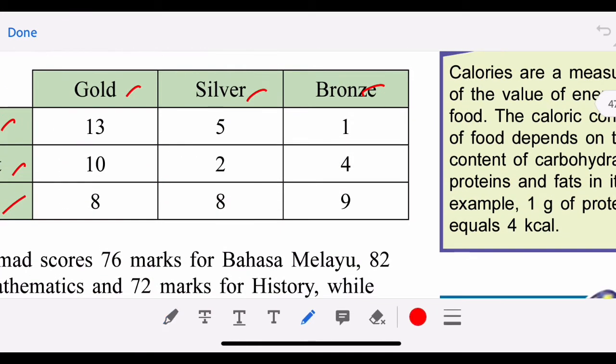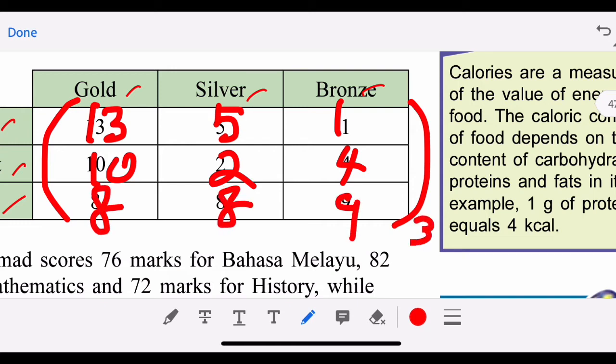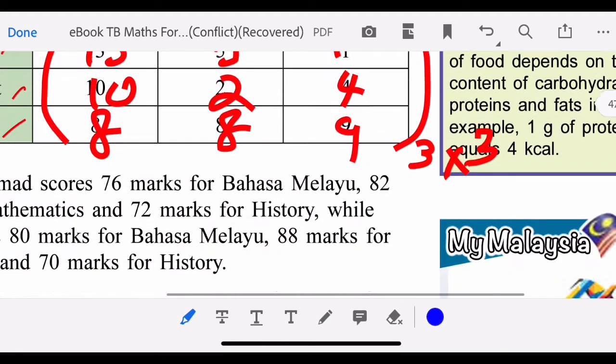And this one, if I want to convert to a matrix, it will be something like this, right? And then I take out the lines. So I just write 13, 5, 1, 10, 2, 4, and 8, 8, 9. So I have 3 rows and then 3 columns. So we always write the order of the matrix.